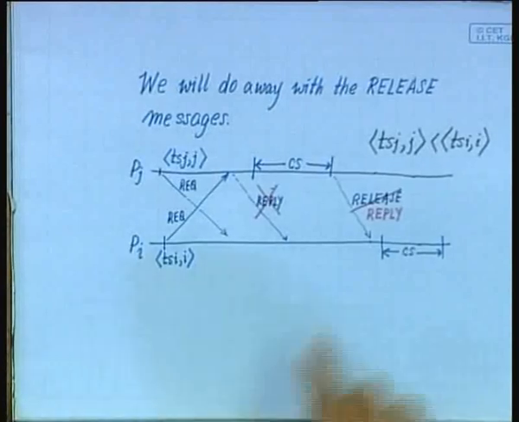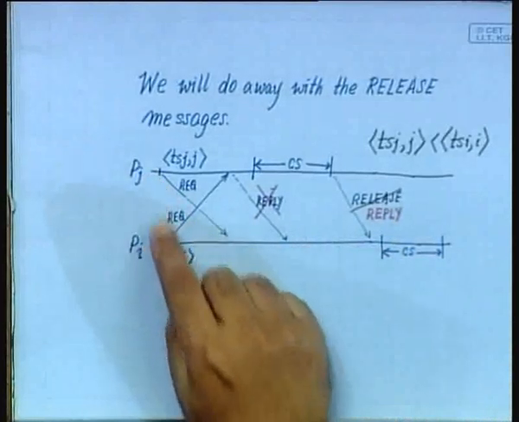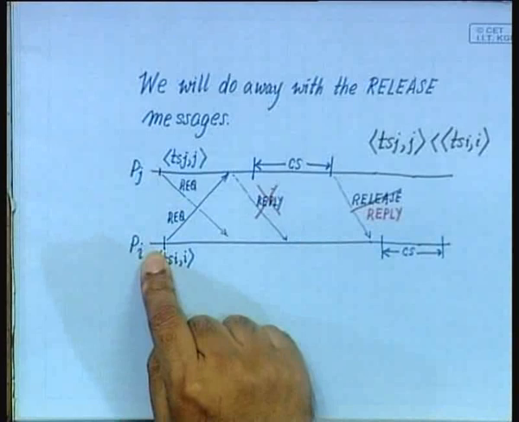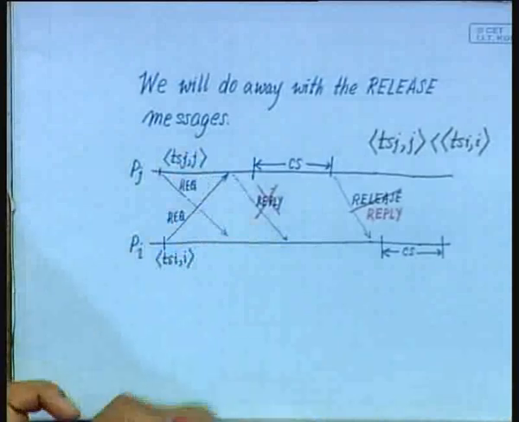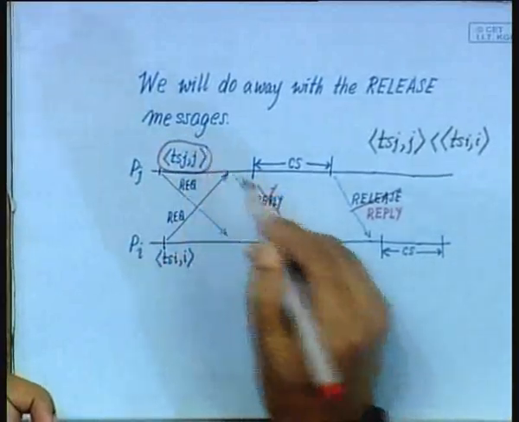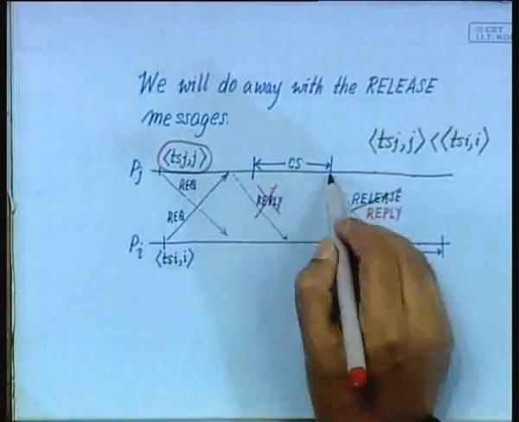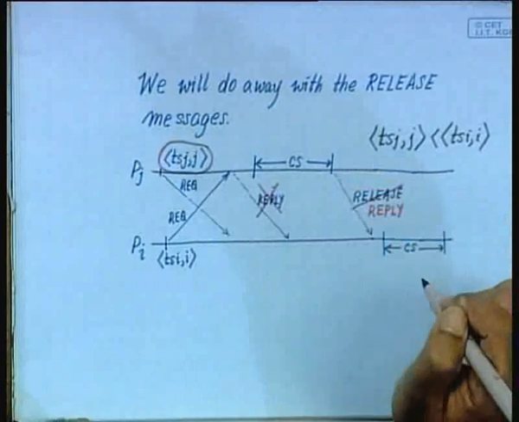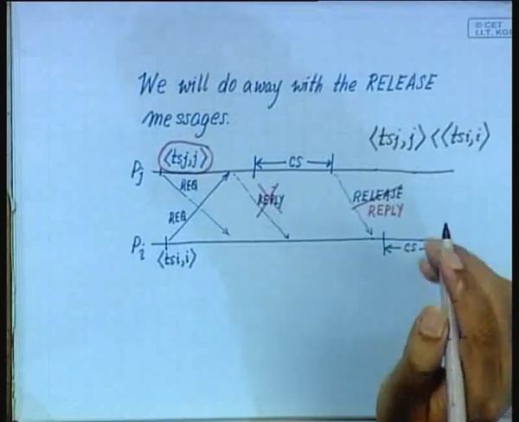So, what does the reply message say? The reply message says that J is giving permission to PI to enter the critical section. As long as it has a request having smaller timestamp, it will not give I the permission. Once it is done with executing this critical section, then it will give the reply message, right. So, what we are doing is, instead of giving release messages, we are merging the reply and release messages into only one form of message called the reply message, right.